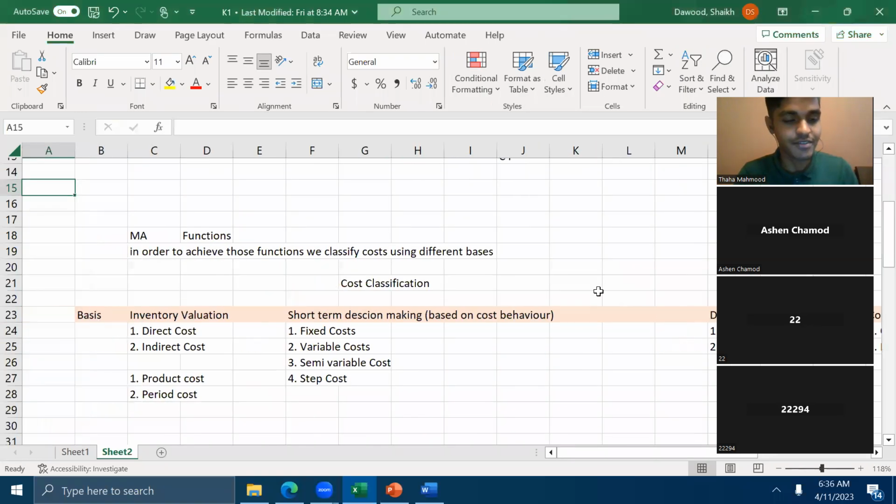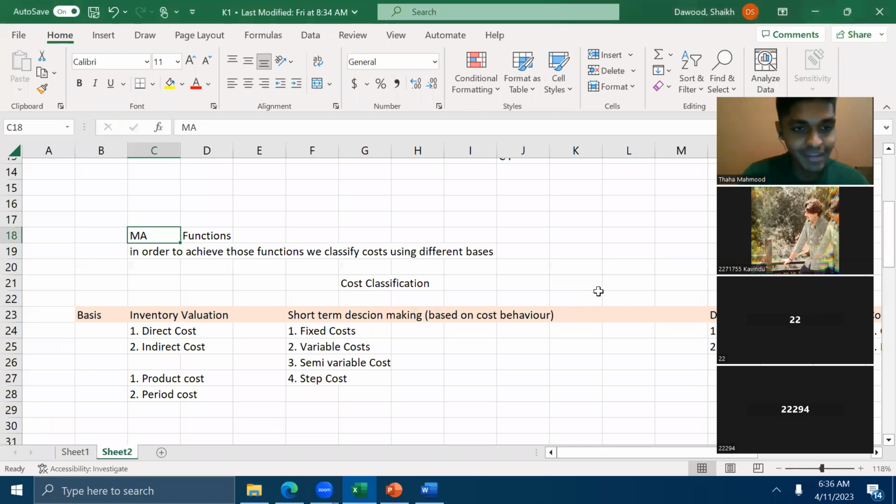Let's start off from where we stopped last week. Just to quickly recap what we did last week, we said that in management accounting there are many functions, and in order to achieve those functions, we classify costs using various bases. And then we went on to understand what is the cost classification for inventory valuation.